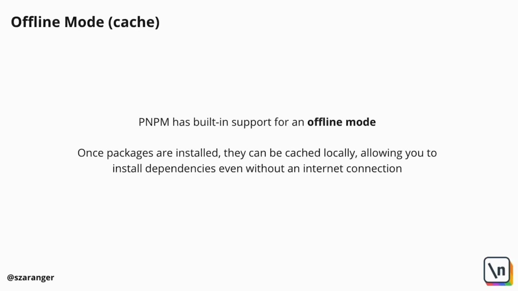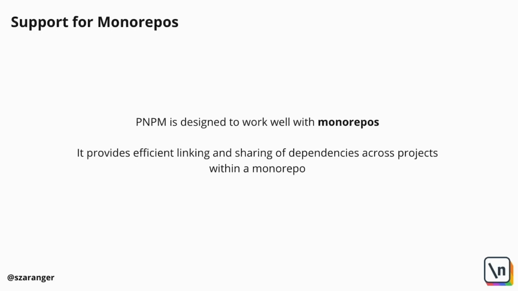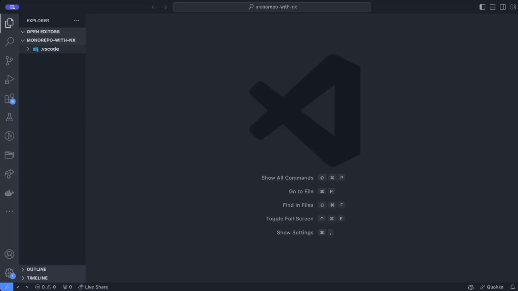PNPM has built-in support for an offline mode. Once packages are installed, they can be cached locally, allowing you to install dependencies even without an internet connection. PNPM is designed to work well with monorepos, where multiple packages or projects are managed together. It provides efficient linking and sharing of dependencies across projects within monorepo. Then we are going to set up a monorepo folder structure with PNPM workspaces.